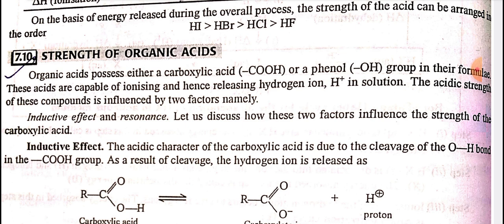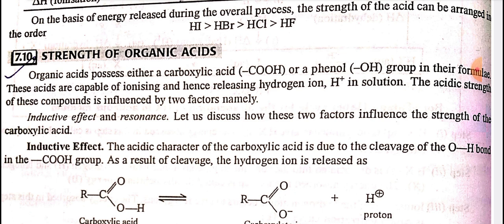Strength of organic acids. Organic acids possess either a carboxylic acid or a phenolic group in their formulae. These acids are capable of ionizing and hence releasing hydrogen ions in the solution. The acidic strength of these compounds is influenced by two factors, namely inductive effect and resonance. Let us discuss how these two factors influence the strength of the carboxylic acid.